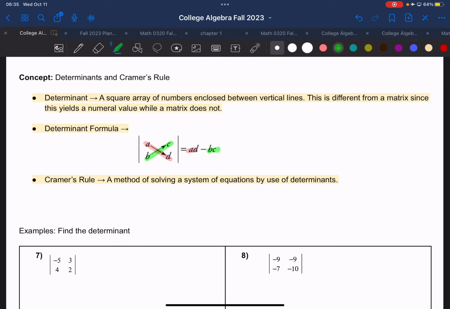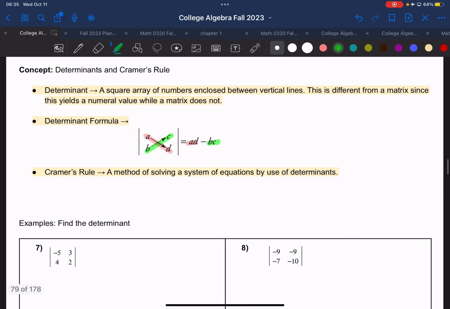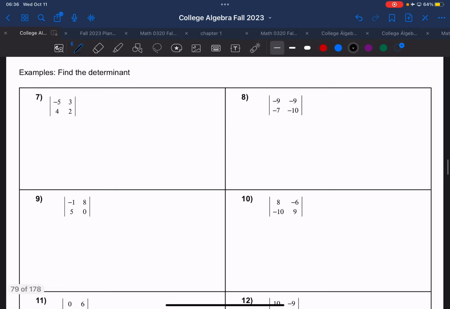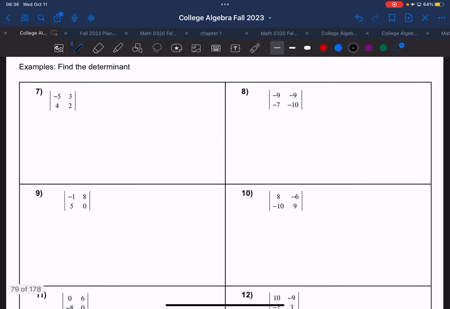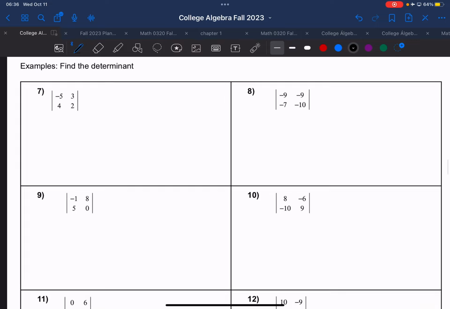For Cramer's rule, we need to use determinants in order to solve system of equations. Okay. So this one's not as difficult as Gaussian method. Okay, so let's look at the first 4 examples in determinants.